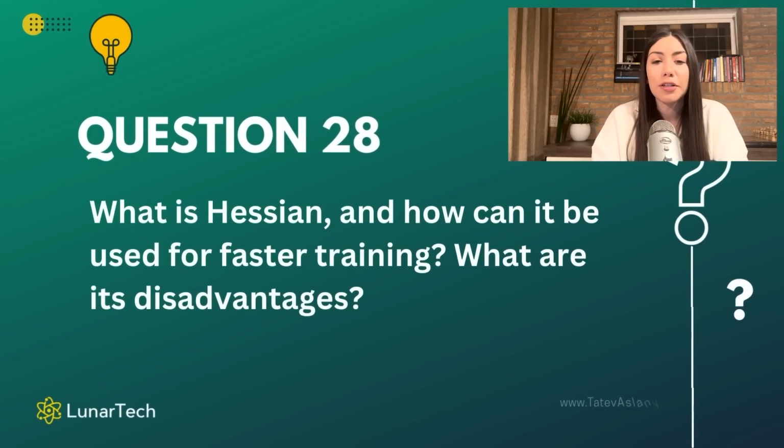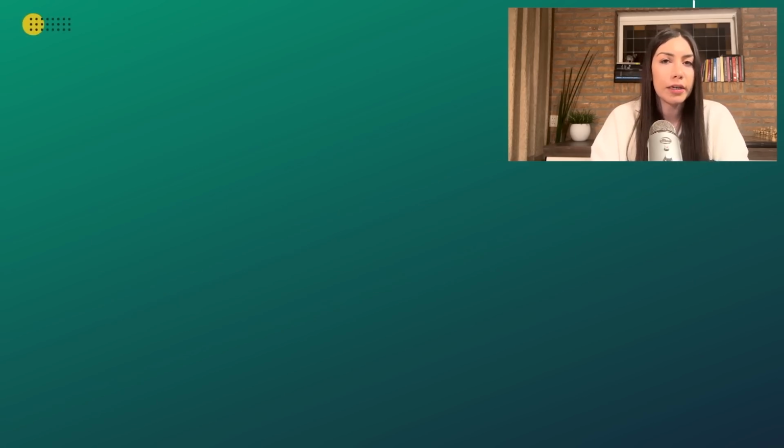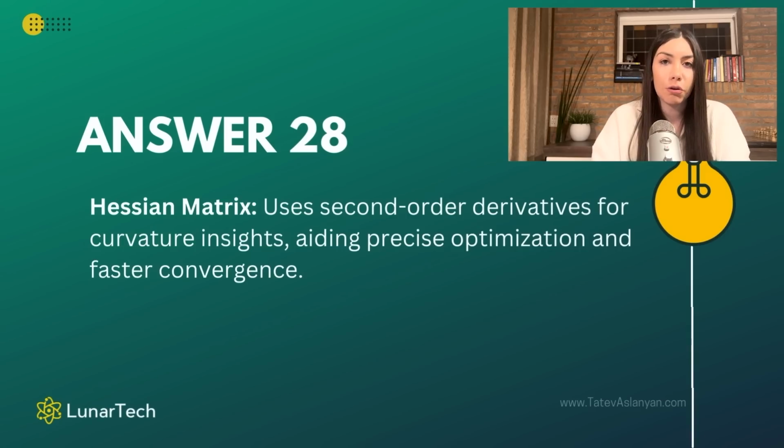The next question is, what is Hessian and how can it be used for faster training? What are its disadvantages? If you have taken a course in differential theory, then you most likely know what Hessian means. Here, I will just give you a very high-level summary of what Hessian is, and I will go into much more detail on the impact of using Hessian in deep learning. Hessian comes from differential theory, and it is basically a matrix that contains the second-order partial derivatives of a function with respect to the parameters.